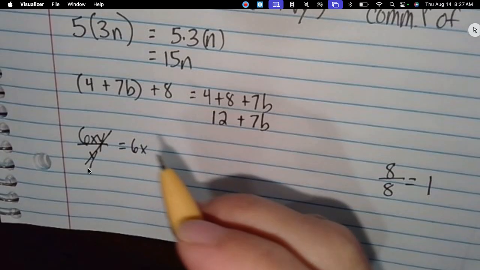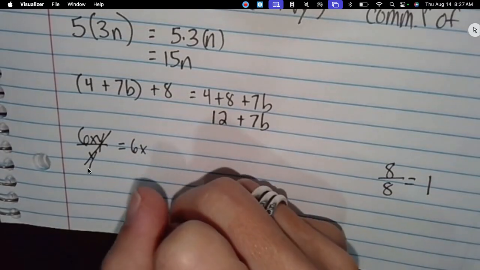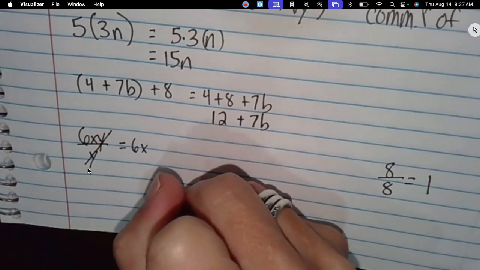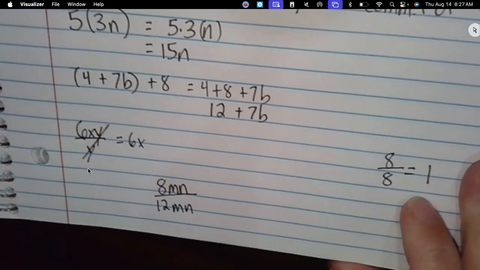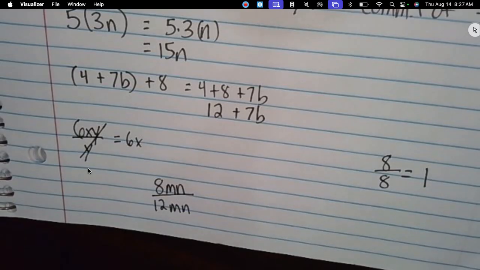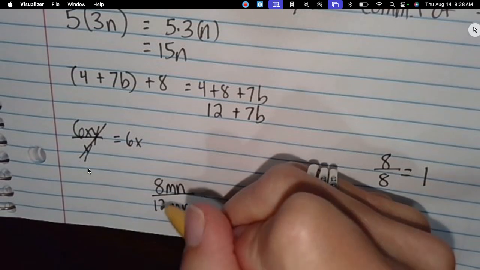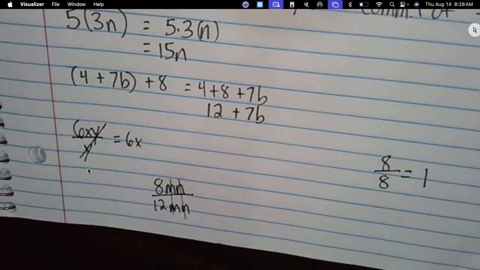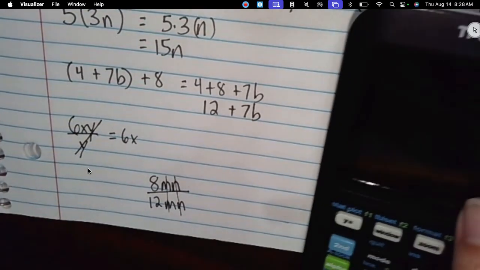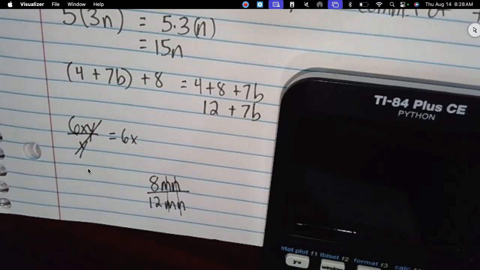Let's do this one. This one might be a little bit more difficult. 8mn over 12mn. Do y'all notice anything that might cancel out? M and N. They both cancel out. Do y'all see that? They both have M's. They both have N's. Now, 8 over 12. I'm sure some of y'all hate reducing fractions from 8th grade, 7th grade. Which we will kind of do some of that without the calculator tomorrow and Monday.